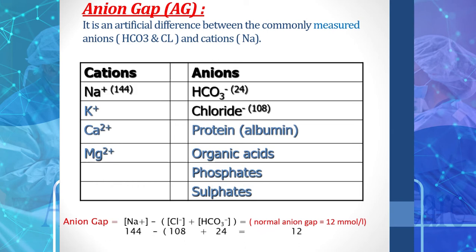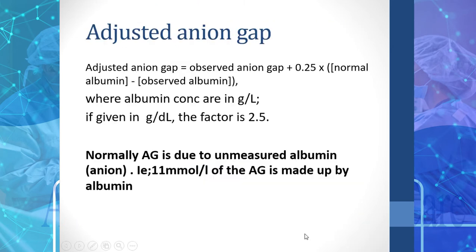Anion gap is calculated by sodium minus chloride plus HCO3. Usually it equals 12 millimole per liter. Don't forget about the adjusted anion gap. As I told you, albumin is the most important component in the anion gap. It means it forms 11 millimole per liter of the anion gap.